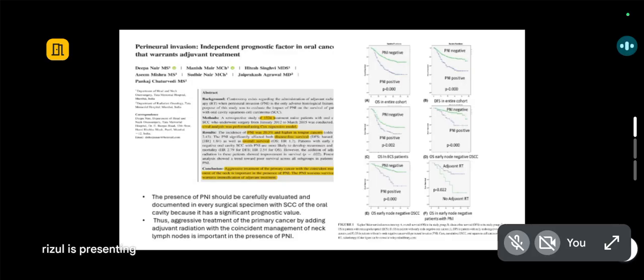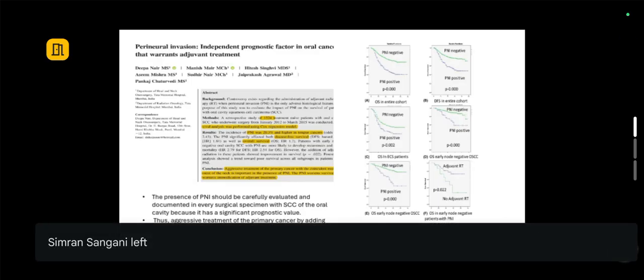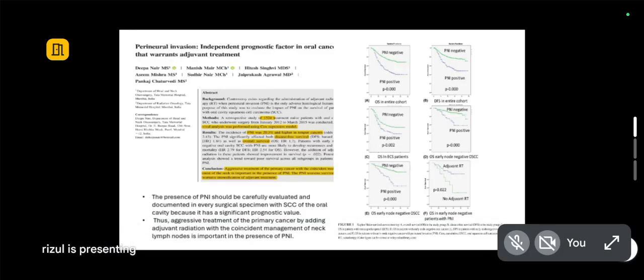And aggressive treatment of the primary cancer by adding adjuvant RT with neck dissection is important if they are PNI positive. So basically, they have also shown that tongue cancers have a higher incidence of perineural invasion, and perineural invasion should be considered as a marker that signifies aggressive biological and metastatic behavior.